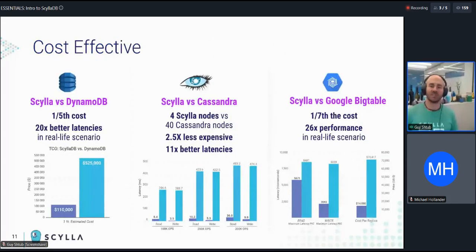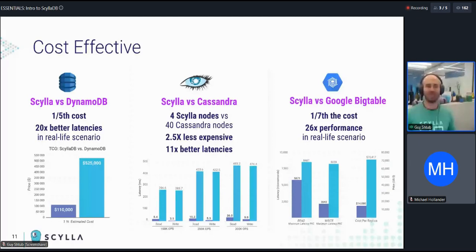Okay, benchmarks. I don't really want to get into this. You can find the data and the different benchmarks on our website, but let's just look at one example. One of our customers switched from Cassandra to ScyllaDB, and they changed from 40 Cassandra nodes to 4 ScyllaDB nodes. The result was that it was 2.5 times less expensive, and they got 11 times better latencies. So not only did they pay less, they also got much better performance. And of course, when you run 4 nodes as opposed to 40 nodes, the maintenance is also easier. That's just an example, but depending on your use case, you can have a look at our website.